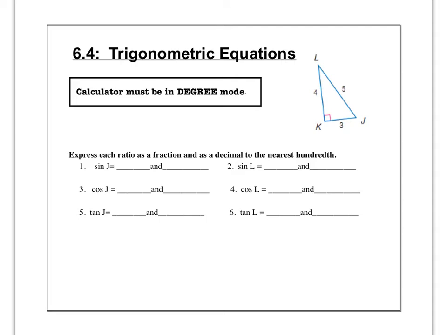Today we're going to do Unit 6, Lesson 4, and we're going to start out with a little bit of review of what we did last time. So I'm going to have you think about this. SOHCAHTOA. And remember, SOHCAHTOA stands for sine is opposite over hypotenuse, cosine is adjacent over hypotenuse, and tangent is opposite over adjacent. So I want you to use these three ratios and pause the video and see if you can do numbers 1 through 6 where you write the answers as a fraction and a decimal, just like we did last time.